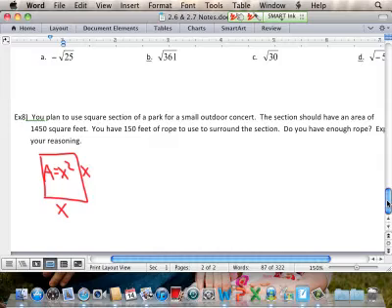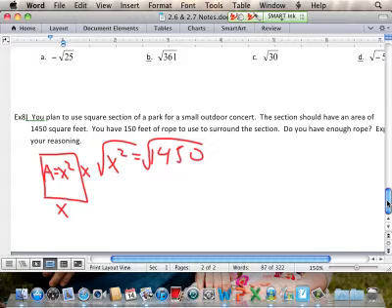Okay, so what we can do is figure out how long each side is because we know that x squared, the area, has to be 1450. So I take the square root of 1450, all right, and when I take the square root of 1450, I get 38 roughly. This isn't exact. All right, I get x equals roughly 38.08.